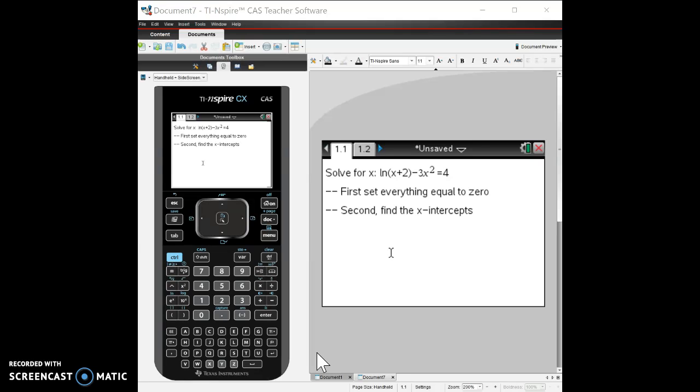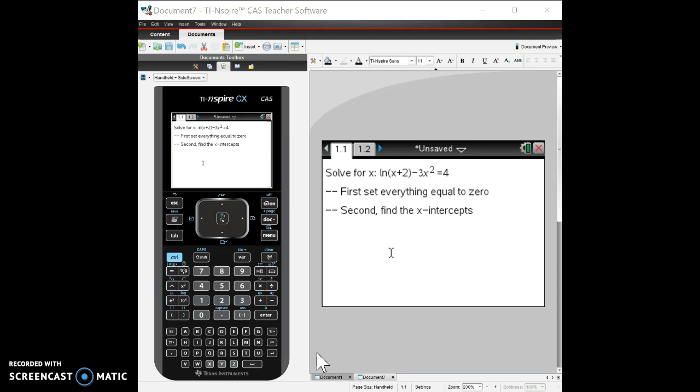The third way only works if you have a CAS version of the TI-Nspire. If you don't have a CAS version, you cannot do it the third way. It's basically to put the equation in the calculator and say solve, because the CAS version can actually solve the equation for you. I'll show you that at the end of this video.